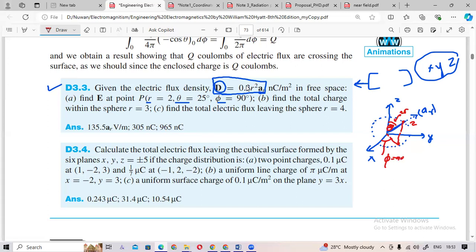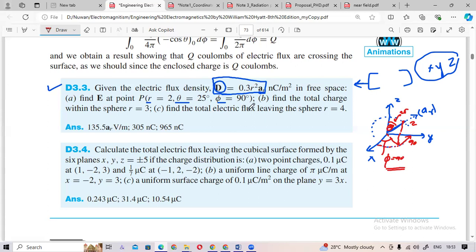Phi is 90 means, if phi is 90, in which plane is this point? It is the ZY plane. If phi is 90, it means this one, the ZY plane. So our point is in the ZY plane. That is very important.